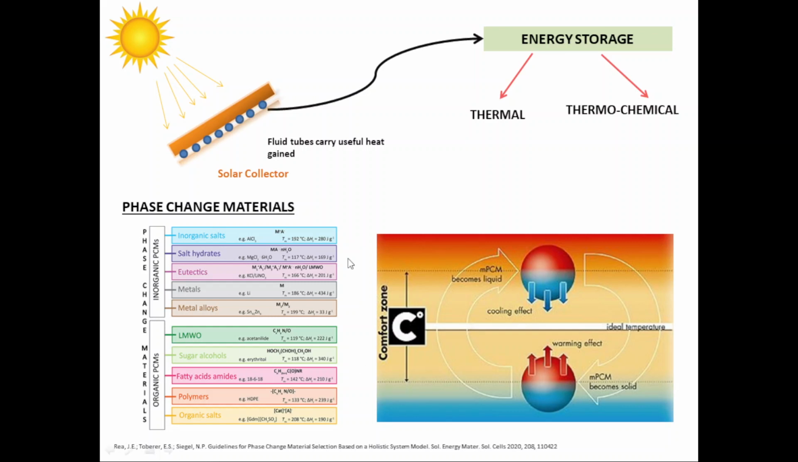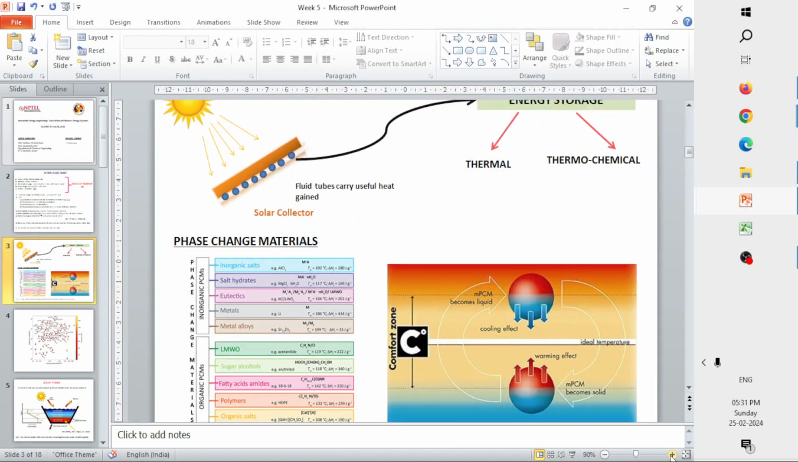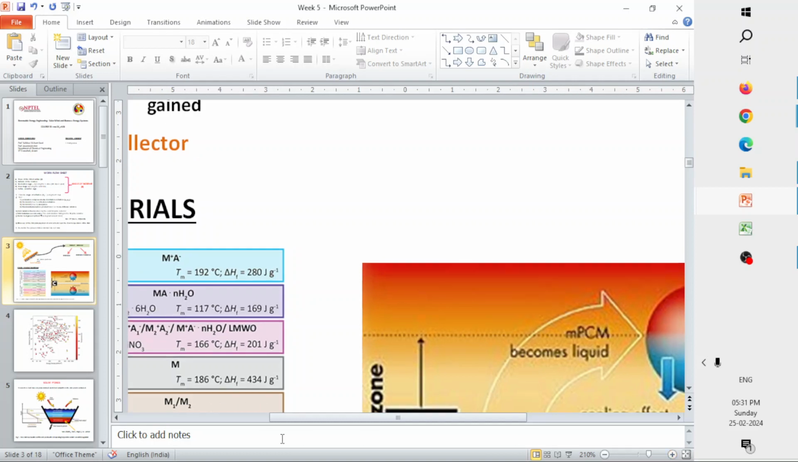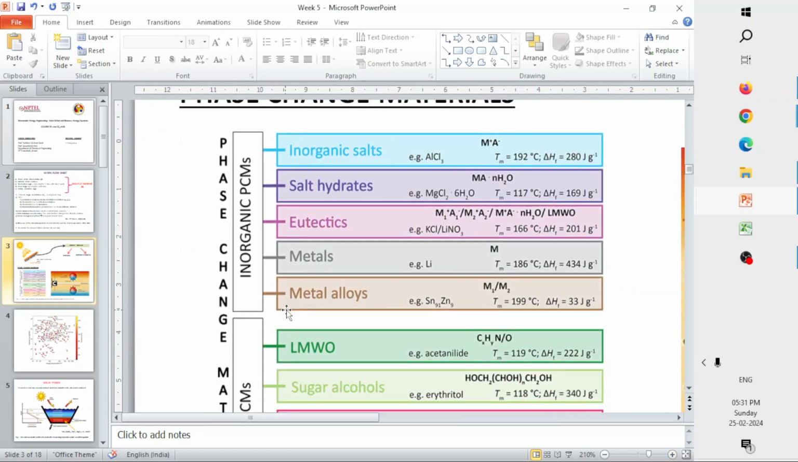So these are some of the various classes of the phase change material. If you see phase change material, even in the video lectures, these have been specifically explained. There are totally 3 different classes: organic phase change material, inorganic phase change material, and eutectic materials. In inorganic PCMs, you have inorganic salts, salt hydrates, eutectics, metals, and metal alloys. These are quite small, let me zoom it in. I hope it's visible now.